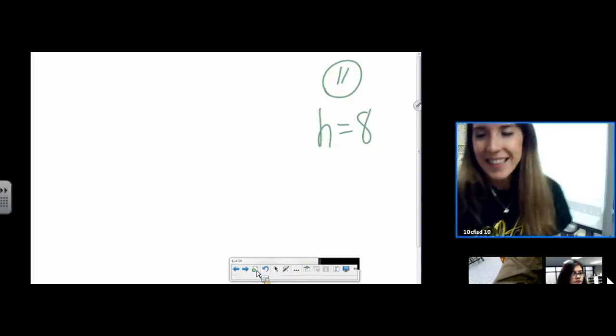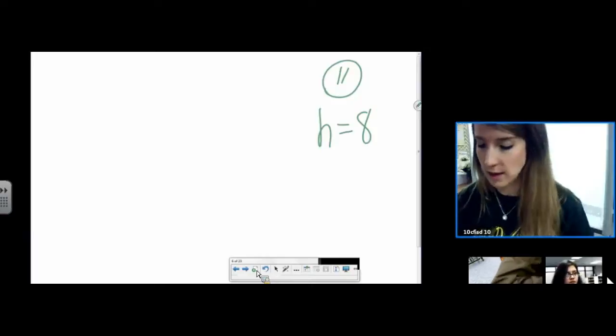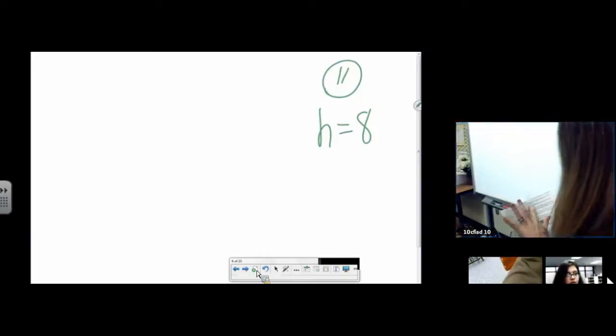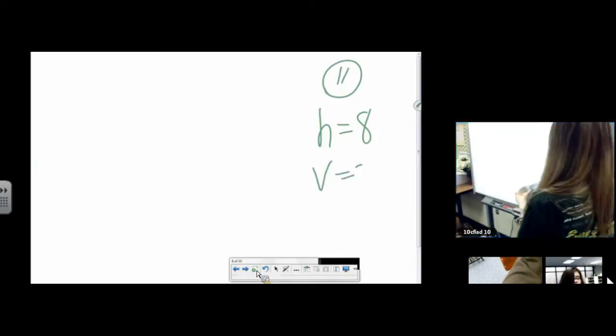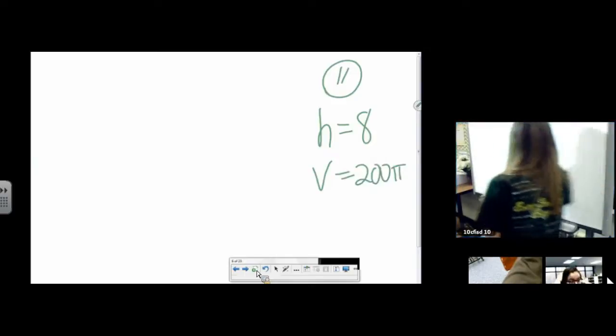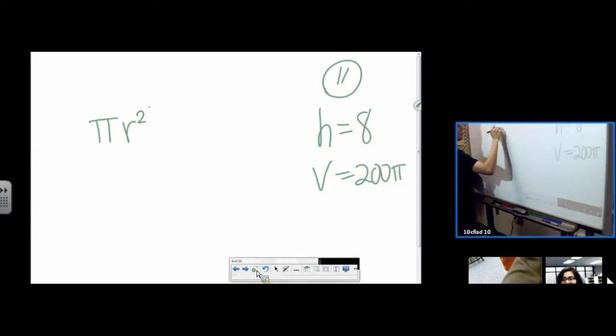Number 11, what's the total surface area of a cylinder with an altitude of 8. I was getting ahead of myself. The altitude and the height, those words are interchangeable in these problems. So the height is 8 and the volume is 200 pi. So this is a work backwards problem. Let's write the formula for volume of a cylinder.